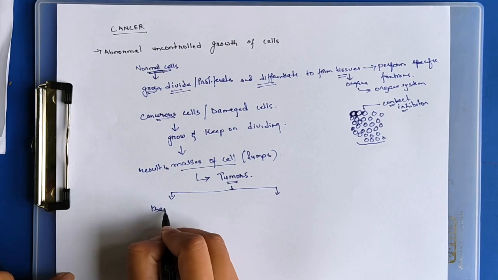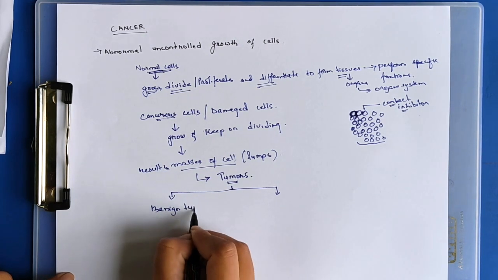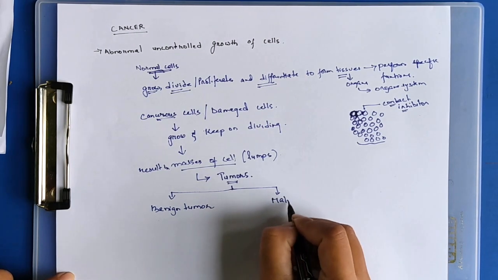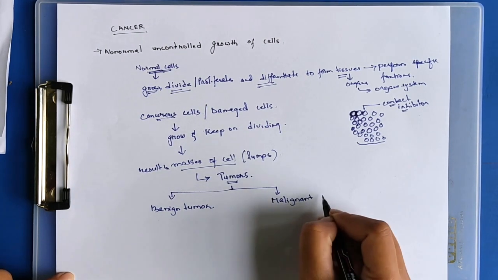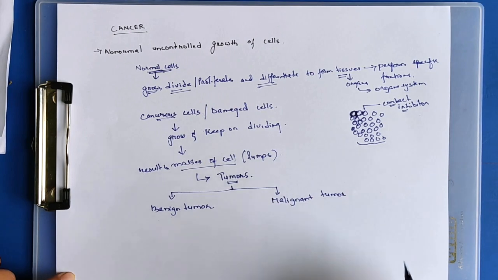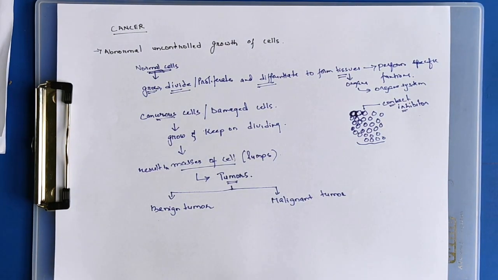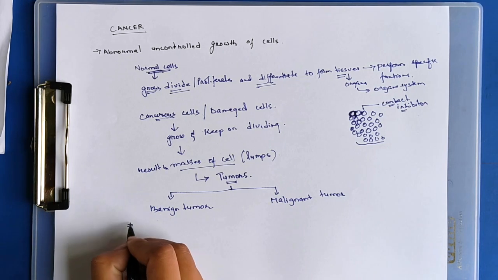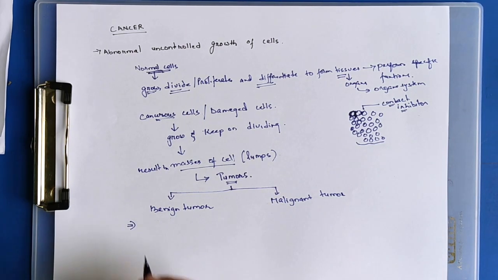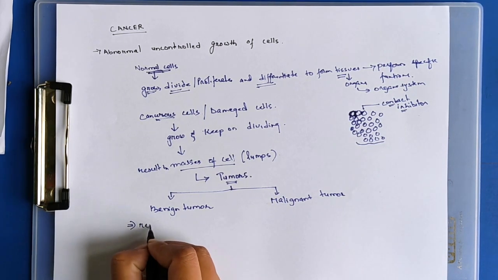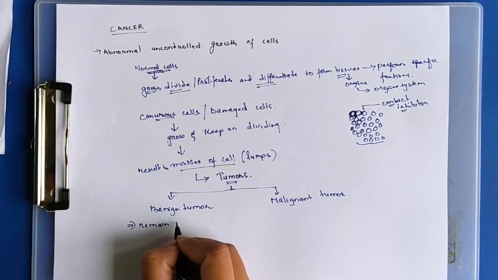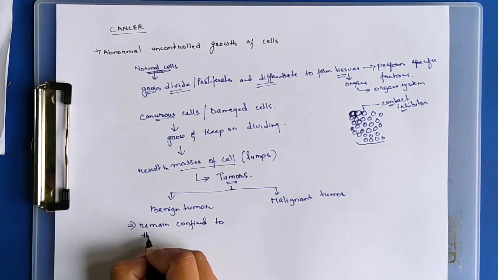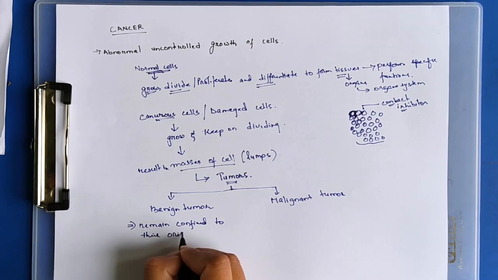Tumors are of two types: benign tumor and malignant tumor. Benign tumors remain confined to their original locations.